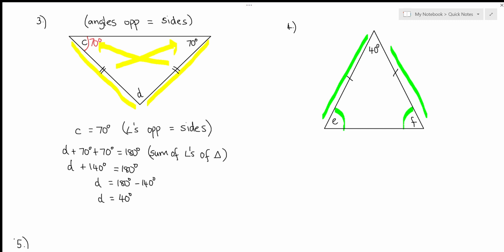So we're going to start by saying angle E is equal to angle F, and my reason will be angles opposite equal sides.